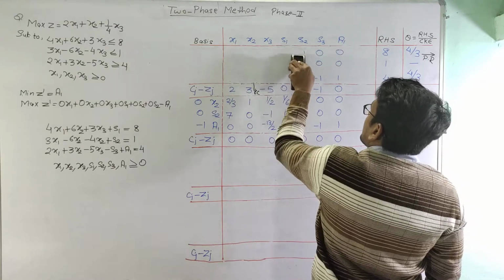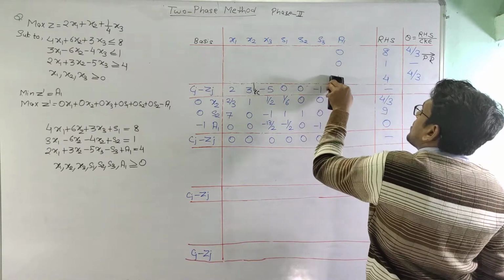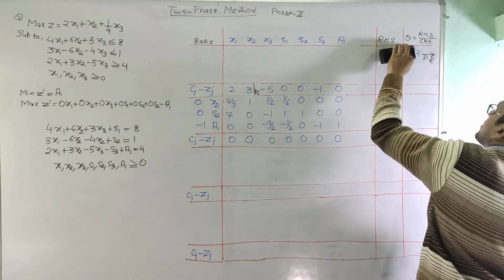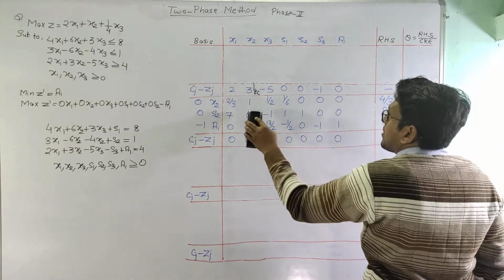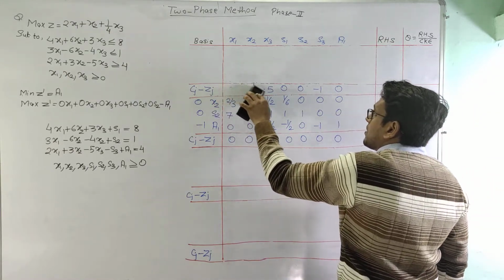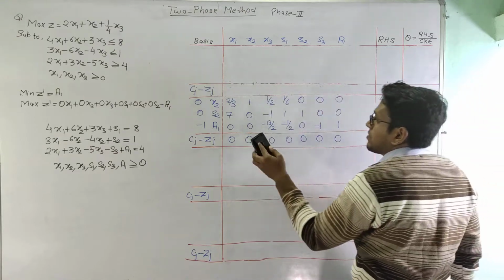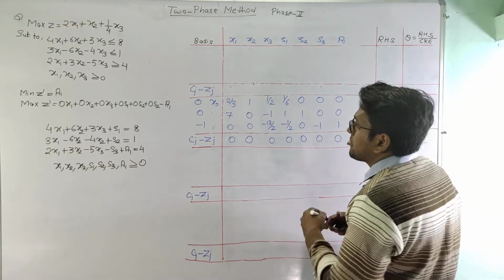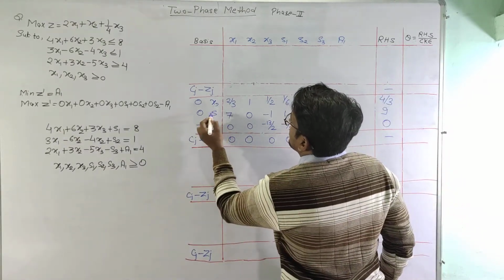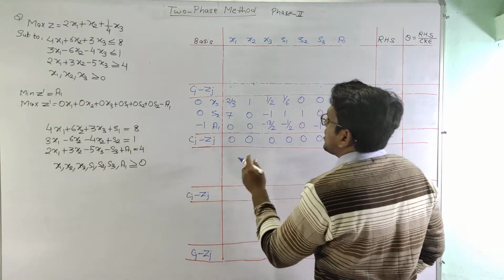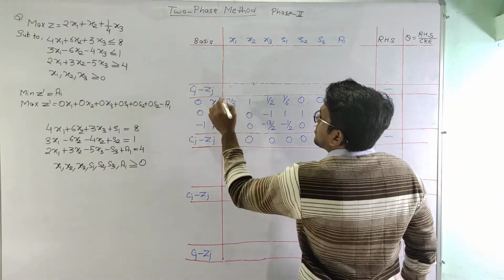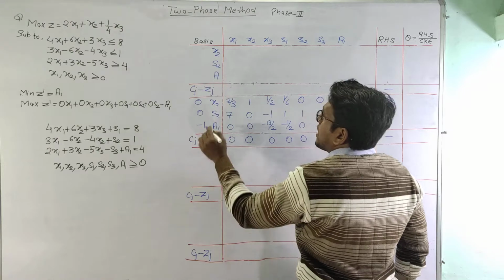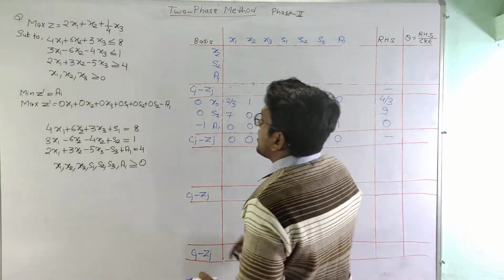So let us see what our original objective function is. I'll erase this also. Okay, this is S2, this is A1. So I'll take this matrix here. The basic variables are x2, s2 and a1, and the original objective function is this one.